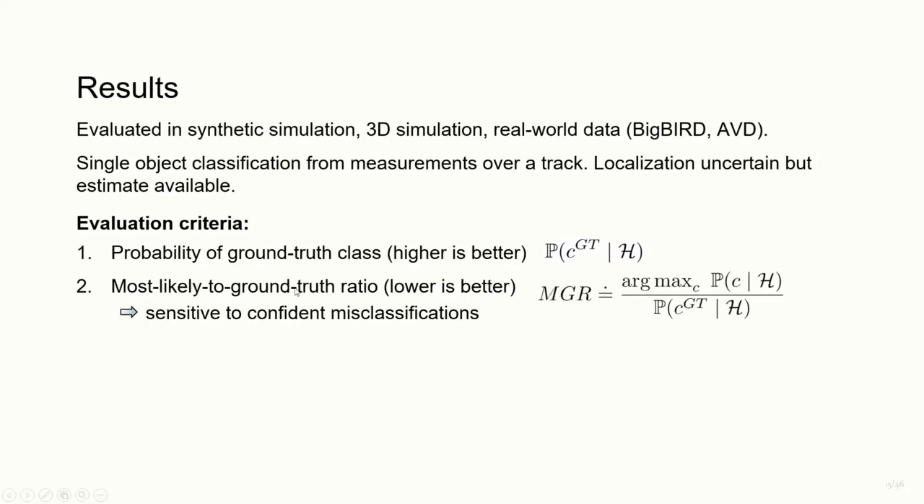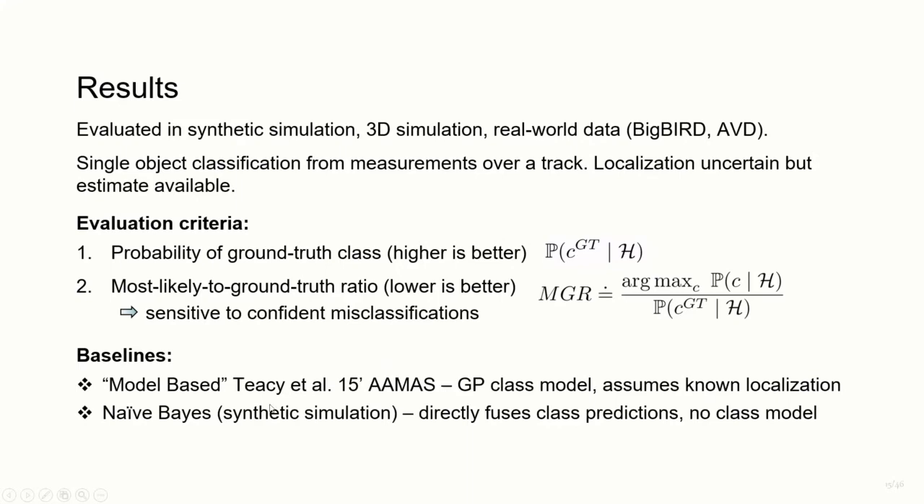The criteria that appear in the plots are probability of ground truth class, where naturally higher is better, and another criterion we call the most likely to ground truth ratio. It's the ratio between the most likely class and the ground truth class. So if the ground truth score is low and the most likely score is high, this will be large. So lower is better, and this measure is sensitive to confident misclassifications. We compare our approach with a model-based approach, which uses GPs for classification but does not deal with localization uncertainty, and with a naive Bayes approach, which directly fuses classifier output.